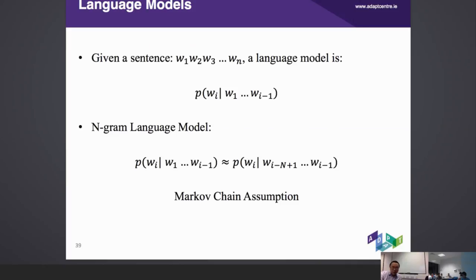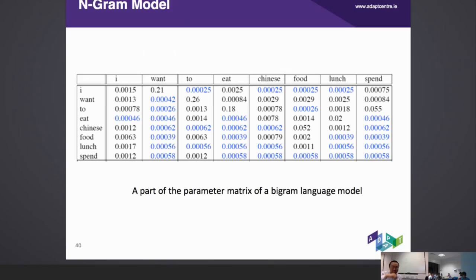The most popular language model before we used neural networks is the n-gram language model. In this case, we use a Markov chain assumption. That means the probability of each word depends only on a limited history of this word. Here is an example of the bigram. Given the previous word, we can estimate the probability of the current word.